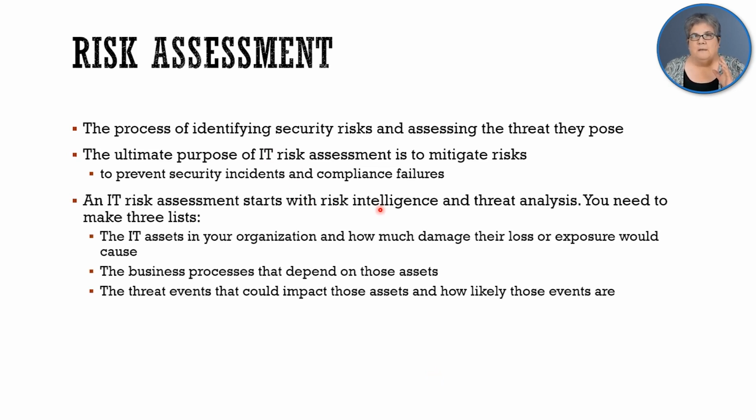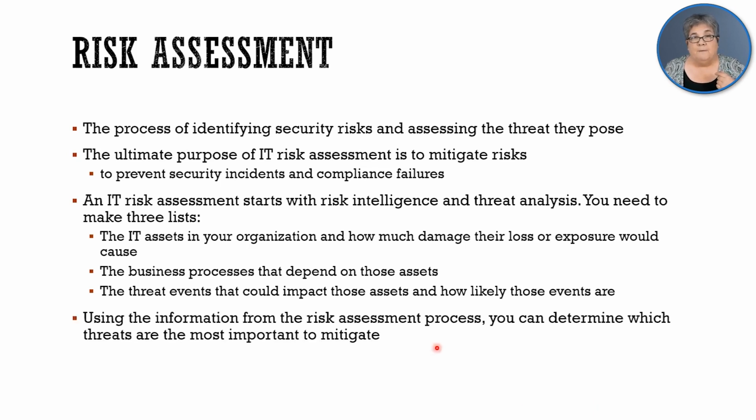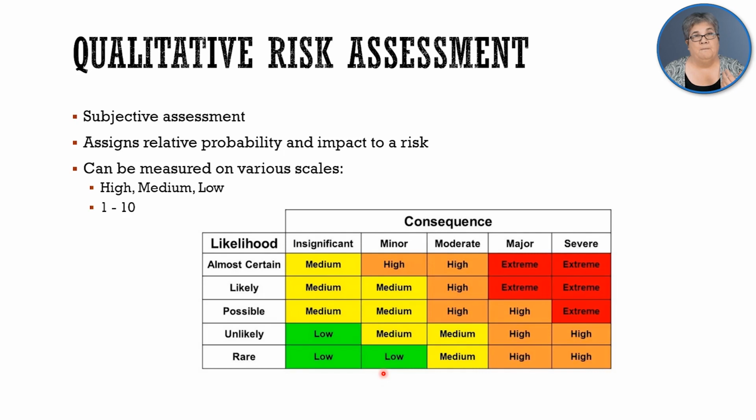So you're going to start with risk intelligence and threat analysis. You'll make 3 lists. One is a list of your assets and how much damage it would cost you if you lose or expose that asset. Then the business processes that depend on those assets, and the threats that could impact those assets and how likely those threats are. Those are the 3 things you need to list. You'll use that information from the risk assessment process to determine which threats are the most important to mitigate. Now, there are 2 ways of doing this, qualitative and quantitative. And yes, this will come up in the exam.